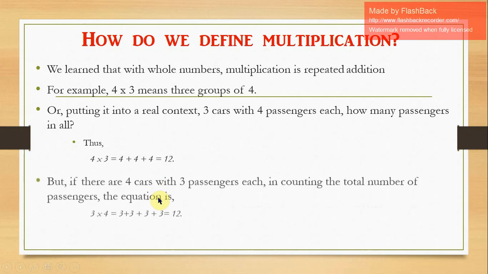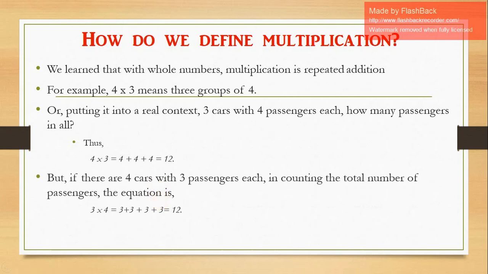Next, let's have another situation. Suppose we have 4 cars with 3 passengers each. So, in counting the total number of passengers, the equation is 3 times 4 is equal to 3 plus 3 plus 3 plus 3, which is equal to 12 also. If we notice, we change the order of the multiplicand and multiplier, but the product doesn't change. In this equation, the product is 12, and in this equation, the product is 12 also.